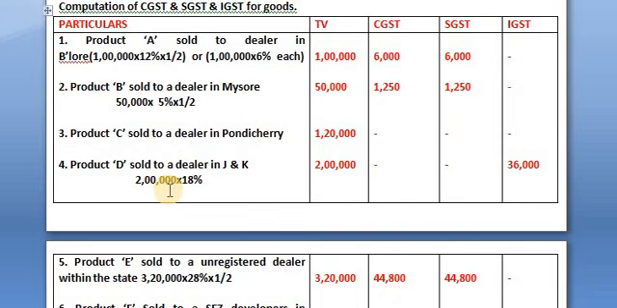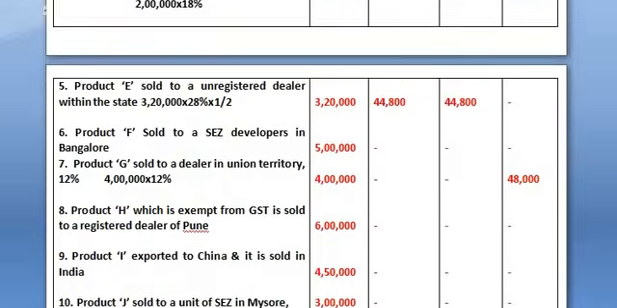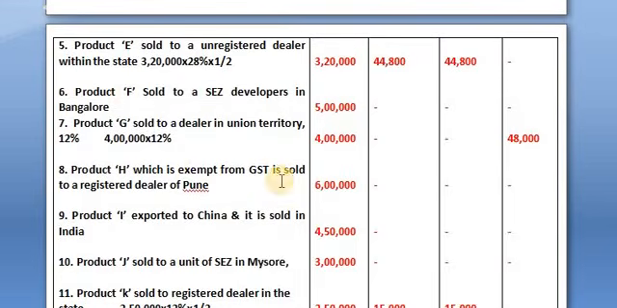I have not divided because it is Jammu and Kashmir, another state, where you go for calculating IGST. Okay. And next, product E sold to an unregistered dealer within the state, intrastate, where you need to go for dividing for CGST and SGST. Product F sold to cess developers in Bangalore. As I told, cess means it is exempted from payment of tax.